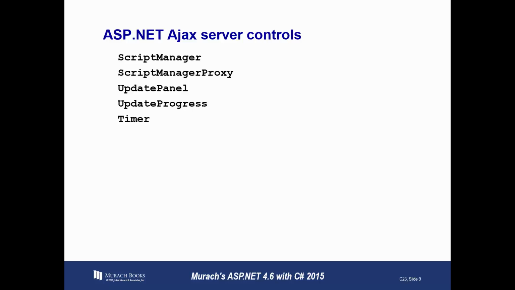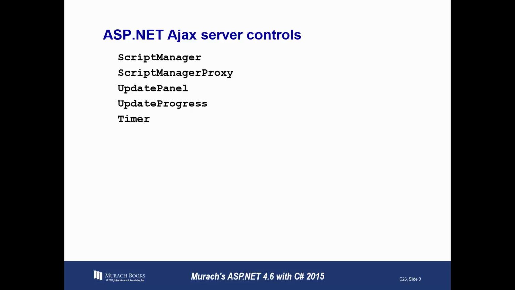We have the update panel, which identifies a list of server controls to be updated using an asynchronous postback, an update progress control, which provides visual feedback as the update is in progress, and a timer control, which triggers an asynchronous postback on an update panel control. So again, the script manager control, only one per page. If you put it on a master page, you can't have additional ones on a content page. If there's more than one script manager control on a page, you'll get an invalid operation exception generated.